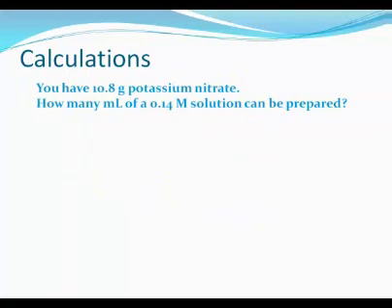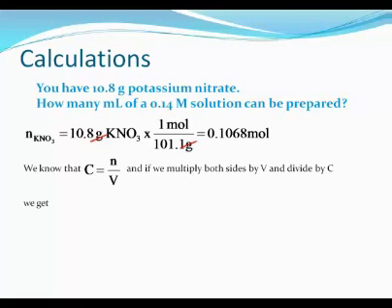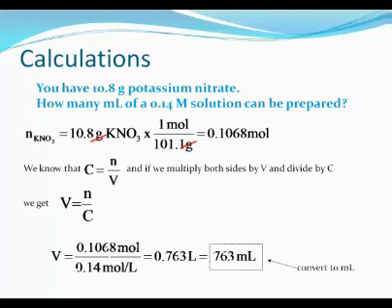Finally, what if I have 10.8 grams of potassium nitrate? How many milliliters of a 0.14 molar solution can I make? Well, first you need to find the number of moles, right? That's 0.1068. This goes way back to Chem 1. Then, since we know the concentration is number of moles divided by volume, if you multiply both sides by V and divide both sides by C, we arrange to get volume equals number of moles divided by concentration. Substitute in your numbers, do the arithmetic, and then multiply by 1,000 to convert liters to milliliters. We have our final answer of 763 mils. Those are 3 calculations that we do with solutions.